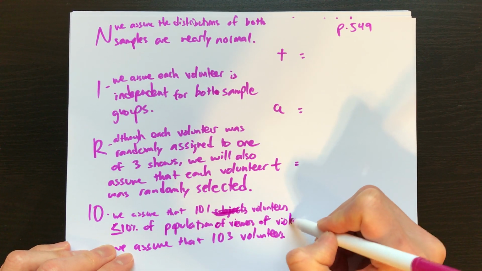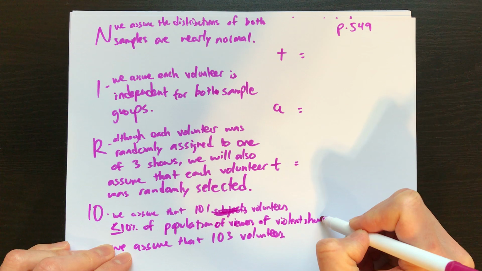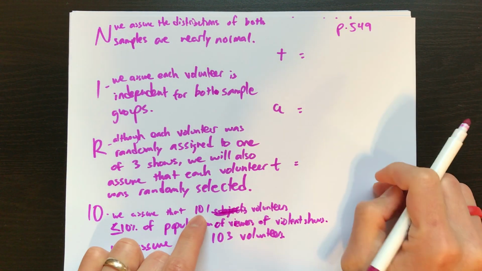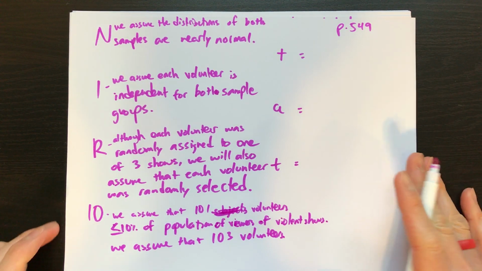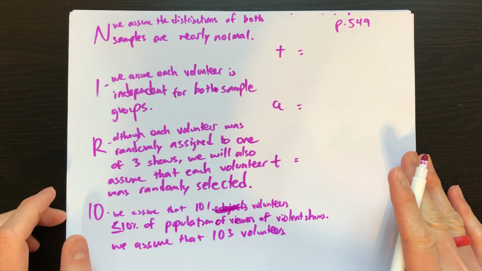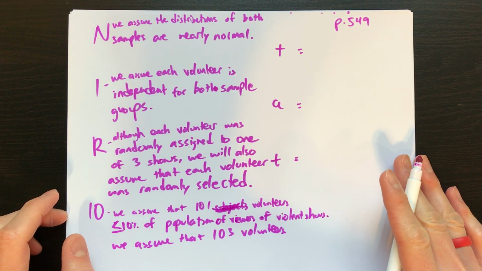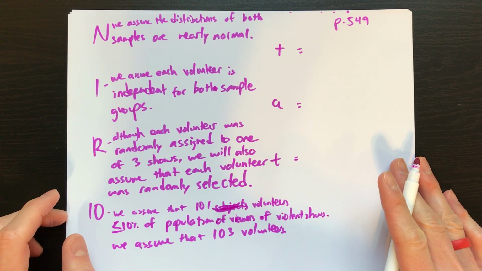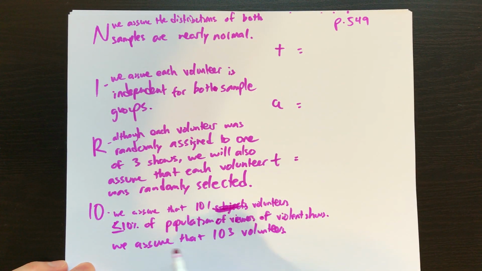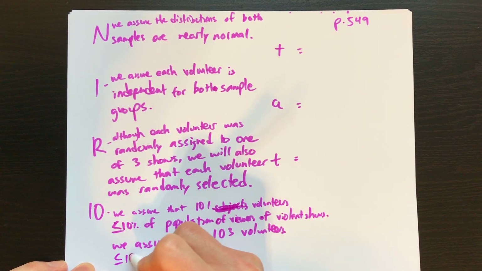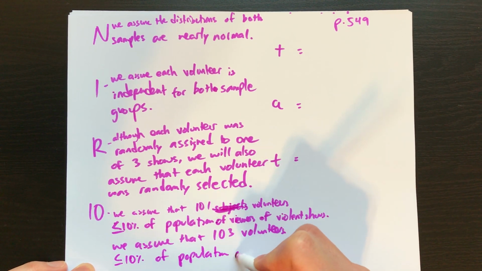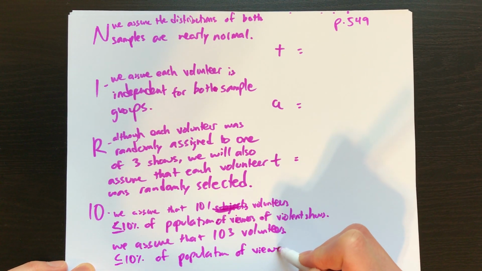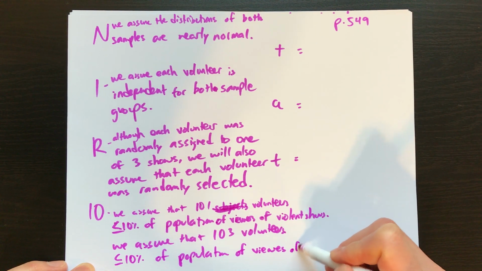of violent shows. Class, do you think there are more than 1,010 people who watch violent shows? There are probably more than 1,010 people at Marshall who watch violent shows. We assume that 103 volunteers is less than or equal to 10% of the population of viewers of neutral.